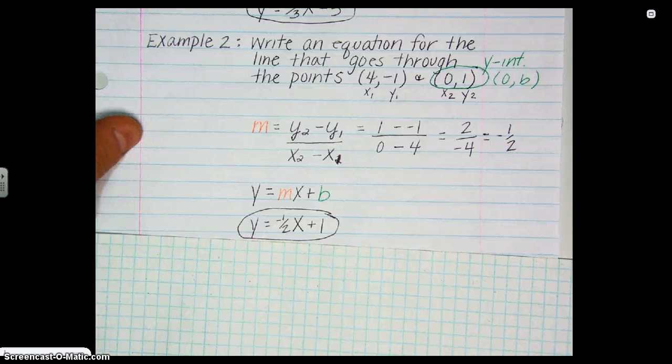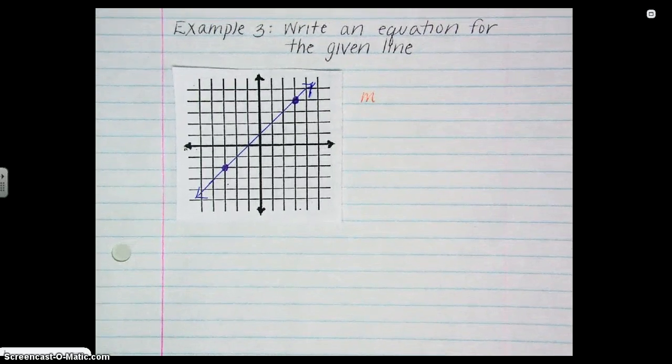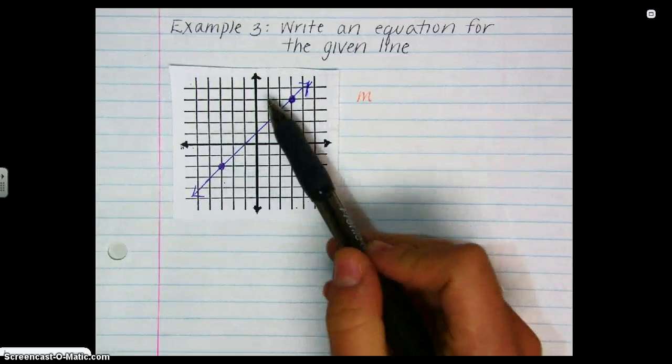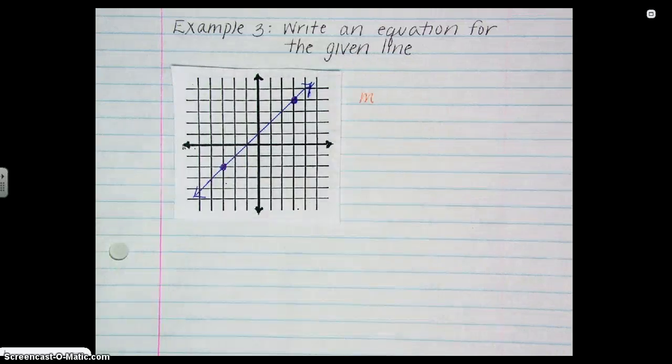We're going to look at one more example together. In this example, we are actually given the graph. We're shown what the graph is. So we still need to find the slope first. Now we can do it in 2 ways. If you want, you could use this point and use the formula, or we could do rise over run. So I'm going to do rise over run.